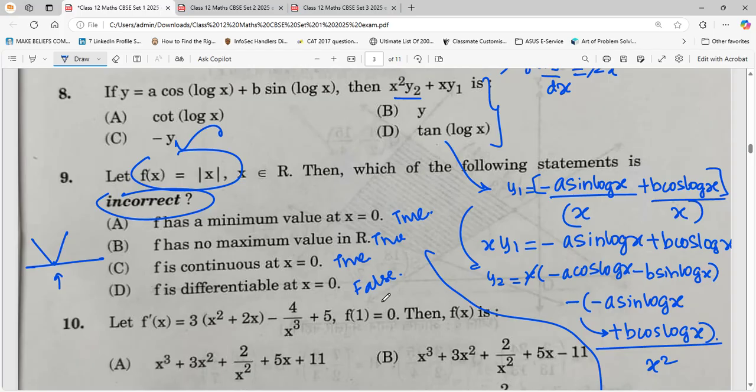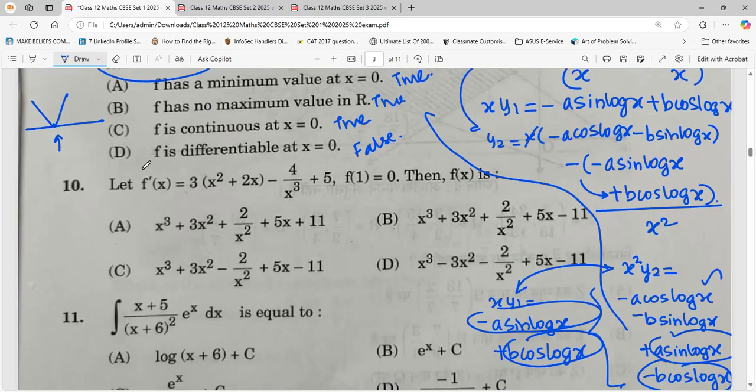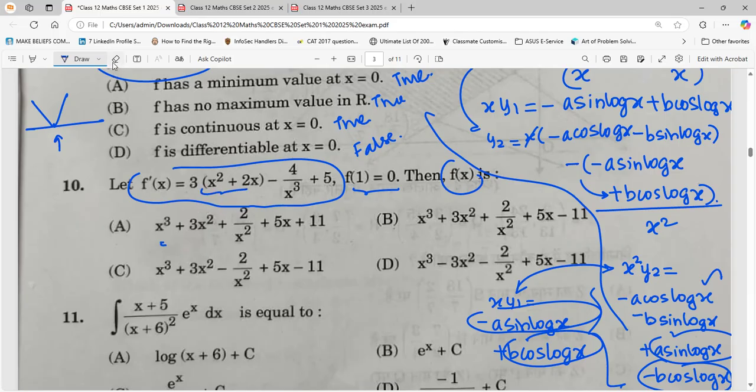That statement is false. F dash is given, we need to find f of x, and the values for x and y are given, which means we need to find the particular solution. So if you differentiate, can we check from the options which one of these matches? So x cube, if you differentiate, it becomes 3x square, plus 3x square, if you differentiate, becomes, so these two are perfectly matching. I mean, the first two terms are matching.